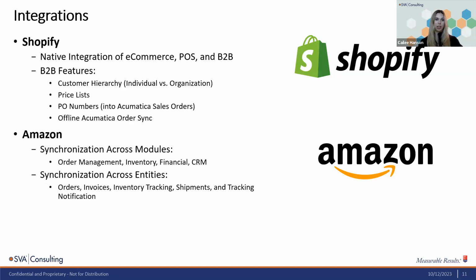And then with the Amazon integration, we have the integration within the United States and Canada, and I believe it's still expanding to other regions. And there's synchronization across both modules and entities. So within Acumatica, we see synchronizations with the order management, inventory, financial, and CRM modules, and then integrating entities such as orders, invoices, inventory tracking, shipments, and shipment tracking notifications as well. So pretty exciting there.